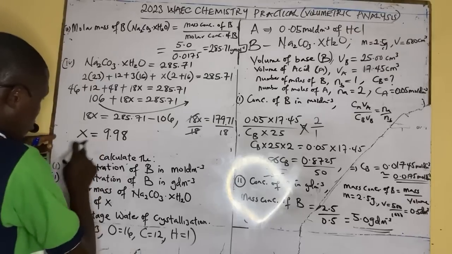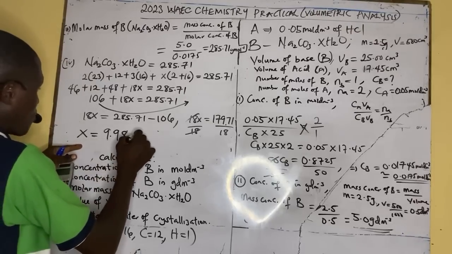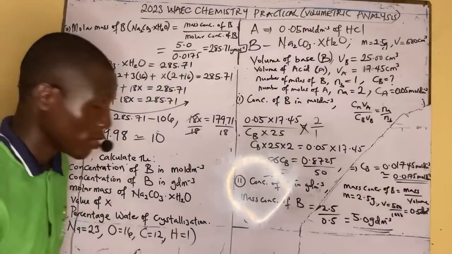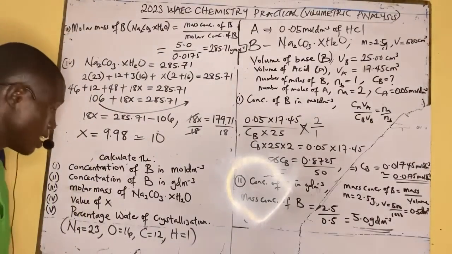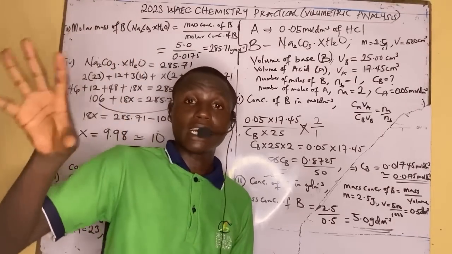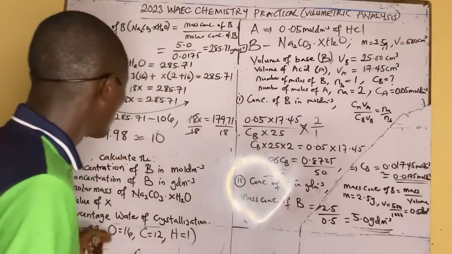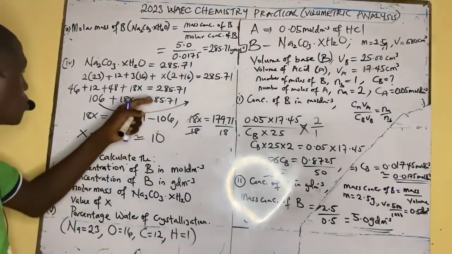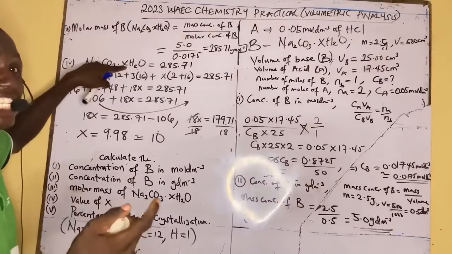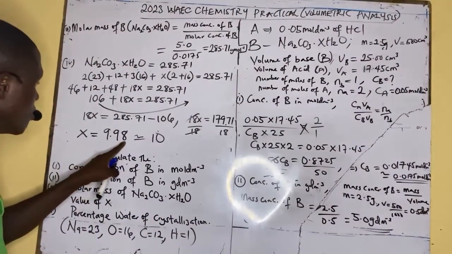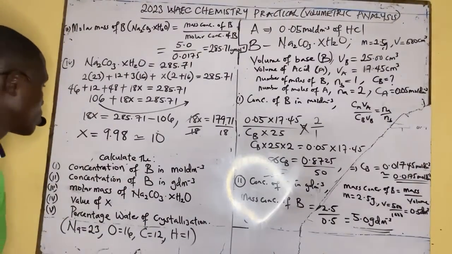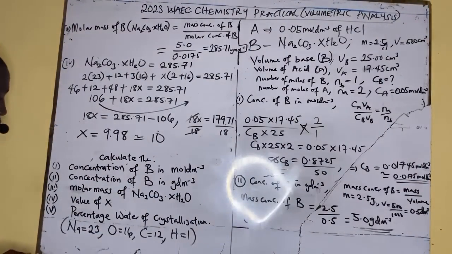The value of x is 9.98, approximately 10, which is very correct. Approximately 10, because x itself is supposed to be a decahydrate according to the instructional guide. So we can approximate it to 10 because this one is actually a whole number, the nearest whole number, which is 10. So now we have gotten the value of x.